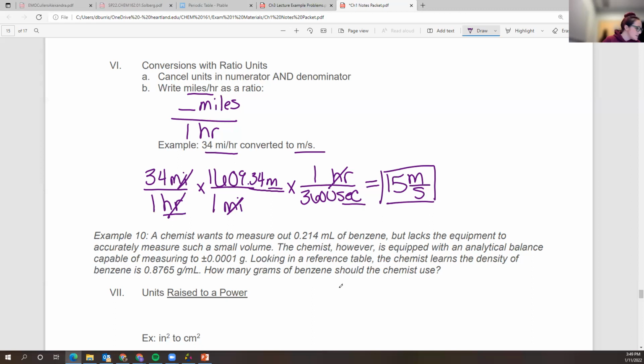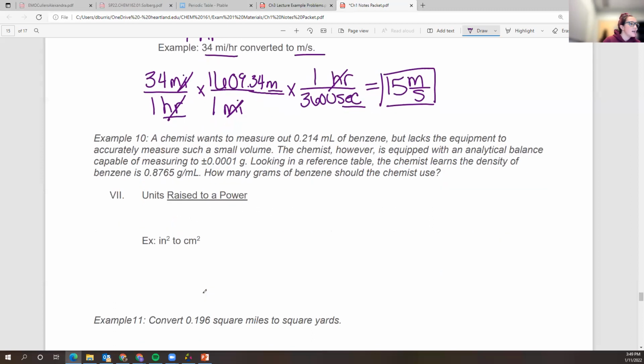All right. Let's see. Example number 10. A chemist wants to measure out 0.214 milliliters of benzene, but lacks the equipment to accurately measure such a small volume. The chemist, however, is equipped with an analytical balance capable of measuring 2.001 grams. Looking in a reference table, the chemist learns the density of benzene is this. How many grams of benzene should the chemist use?